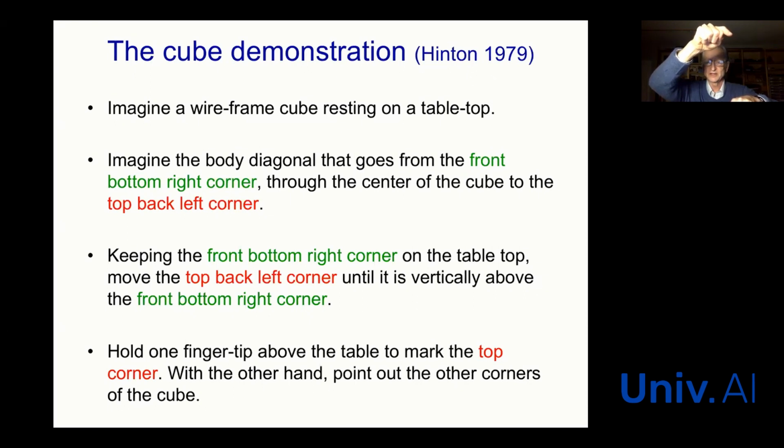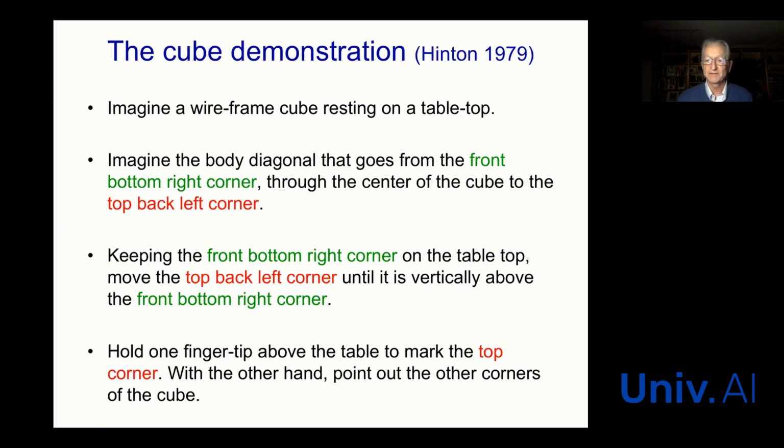Okay, so now you've got one corner of the cube on the tabletop, one corner of the cube where your top finger is. And now what you have to do is with the finger that was by the bottom corner of the cube, point out where the other corners of the cube are. So you've got one at the bottom, one at the top, and you just have to point to where the other ones are. Okay, so do that now and actually do it, otherwise you won't get the benefit. And then I'll tell you what most of you did.